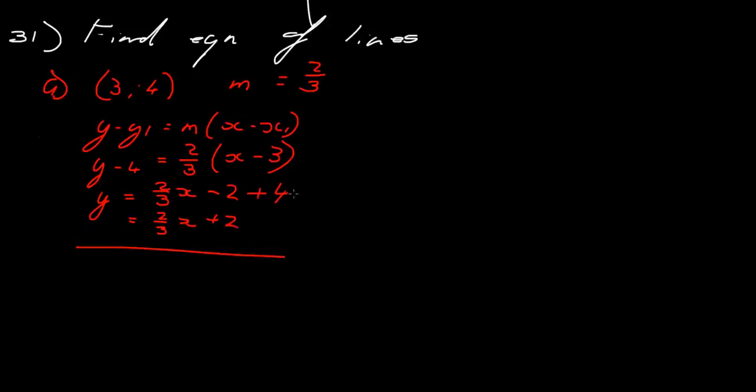Let's do the equation of line B. Okay, for line B, they give you a line parallel to the line y plus 3x equals 4, and passes through the origin.